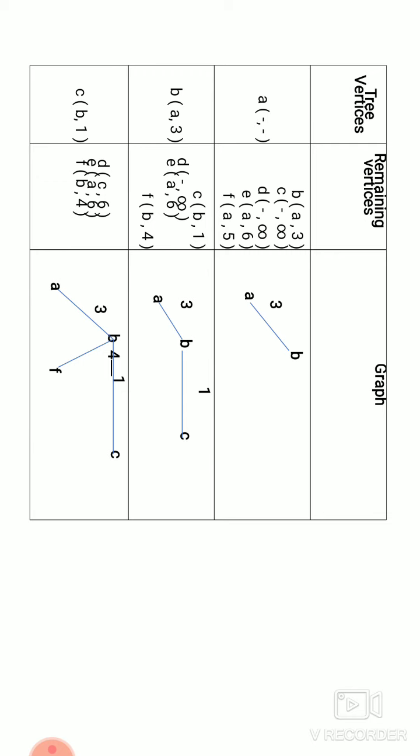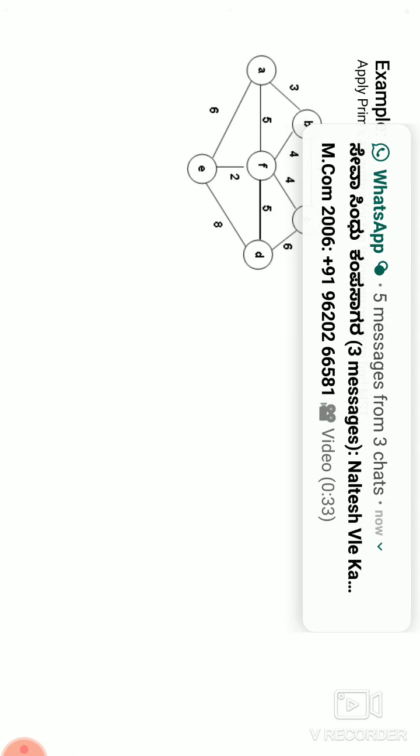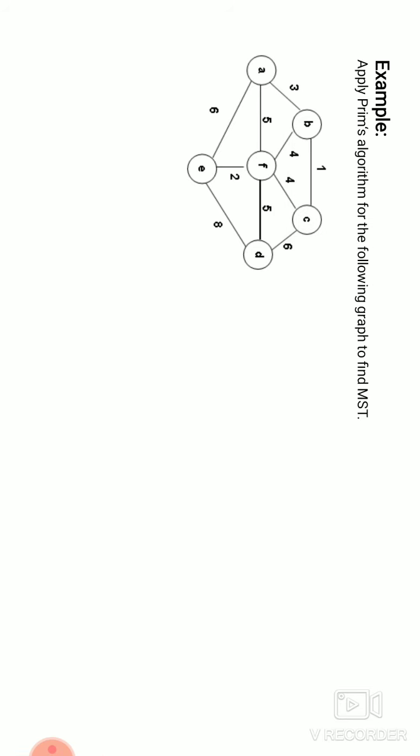Now I have visited 2 vertices in my tree. So my tree has 2 vertices, A and B. So B of A comma 3. And what are the unvisited remaining vertices in my graph? C, D, E, F. So look at the graph. I have reached from A to B, so what is left out is C, D, E, F.